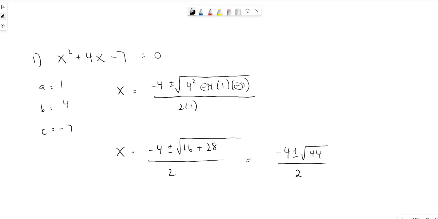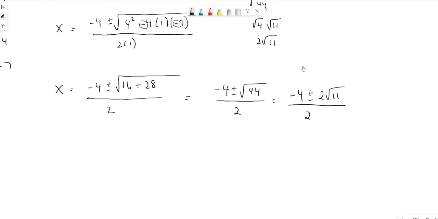But I can simplify the square root of 44, right? Square root of 44 is the same thing as square root of 4 times square root of 11. 2 square root of 11. So I can write this as negative 4 plus minus 2 square root of 11 over 2. Now, I can actually simplify this a little bit. Look at the numbers that are outside the radical. Look at this number that was our opposite b. Look at this number down the bottom. They all have a common factor. I can take a 2 out of everything.